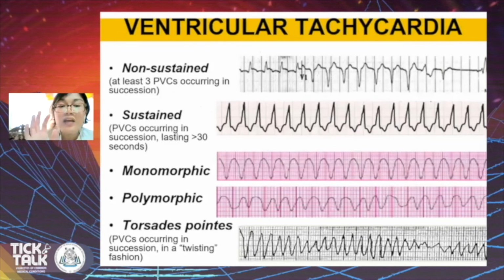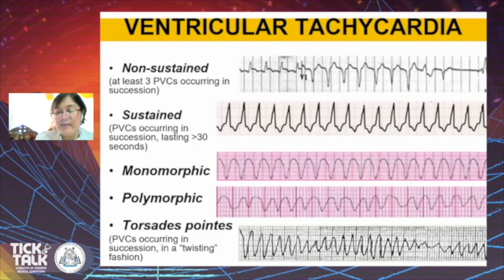Now, there are different types of ventricular tachycardia. When we talk about non-sustained, it is at least three PVCs occurring in succession, but it doesn't last for more than 30 seconds. Now, if the PVCs occurring in succession last for more than 30 seconds, so your patient is hooked to a cardiac monitor, for example, you're doing your ECG, and you see nothing but PVCs occurring together in succession for more than 30 seconds already, then that's what you call a sustained ventricular tachycardia.